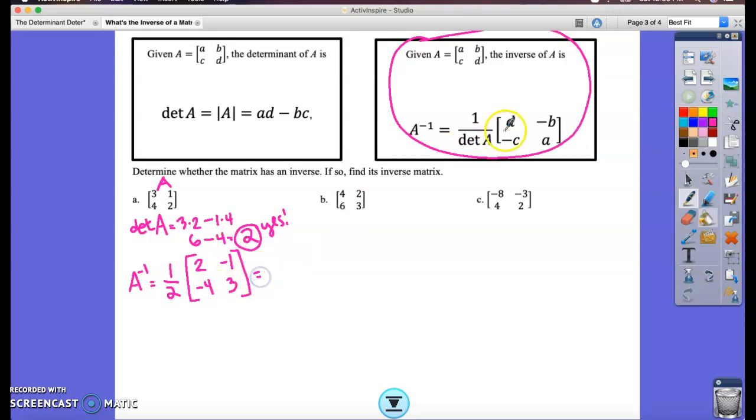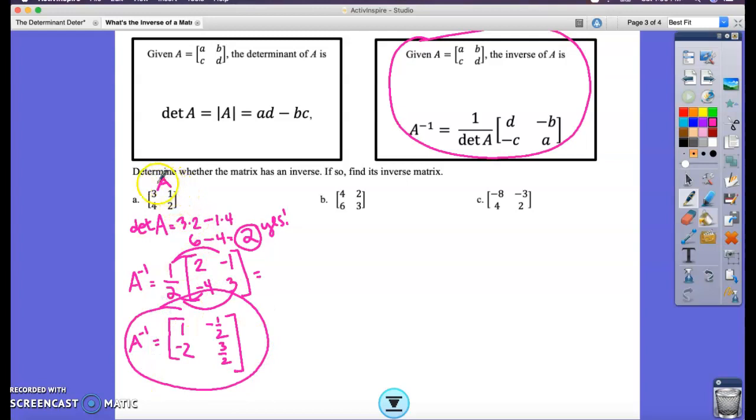So here's the setup plugged into the formula. All right, so I'm going to take this and distribute this out, which is why we learned scalar multiplication. 1/2 times 2 is 1. 1/2 of negative 1 is negative 1/2. We'll just leave it like it is. It's just negative because of the negative. 1/2 of negative 4 is negative 2. And 1/2 of 3 is 3 over 2, or 1.5 if you want to do the decimals. I really don't mind. So the inverse of the matrix 3, 1, 4, 2 is this guy right here.